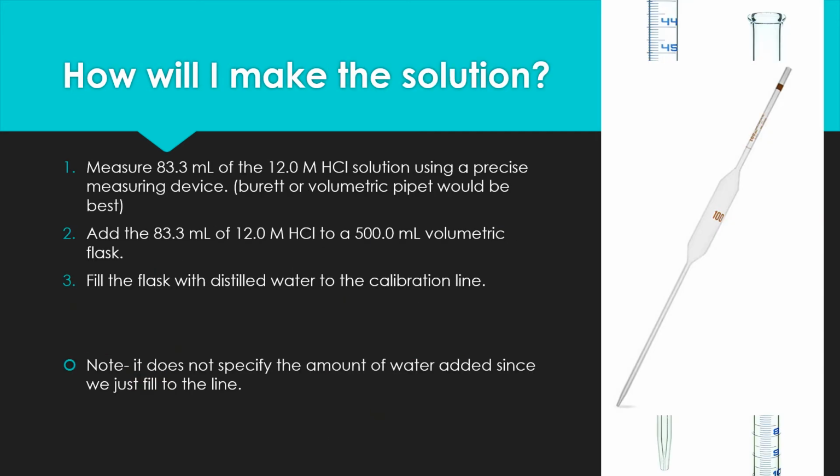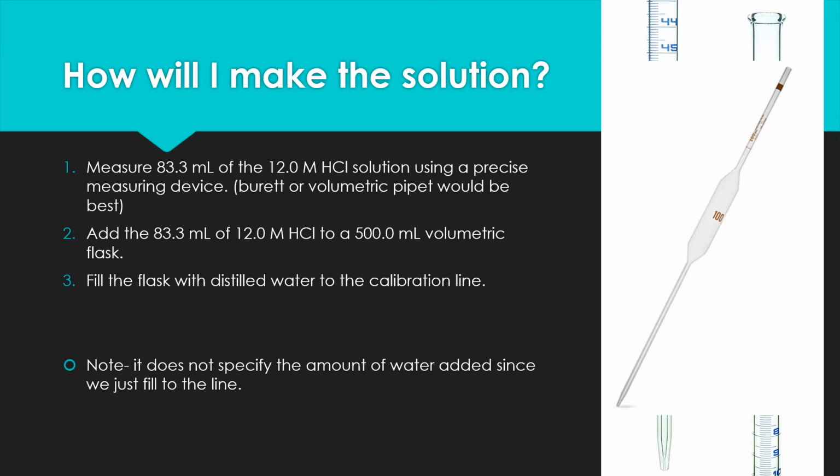So how will we actually go about making the solution? So we would take that 83.3 milliliters, we would measure out 83.3 milliliters of our 12 molar HCl solution, so our concentrated solution, and we want to use something that's going to be precise in our measuring. Typically this is done with either a burette or a volumetric pipette. Those would be best. So we can see a picture of the volumetric pipette on the right. These are great because they have a very precise volume. They only measure 1 volume each.